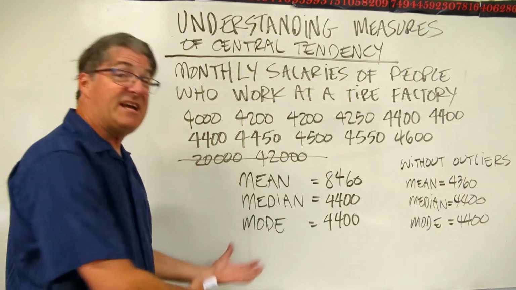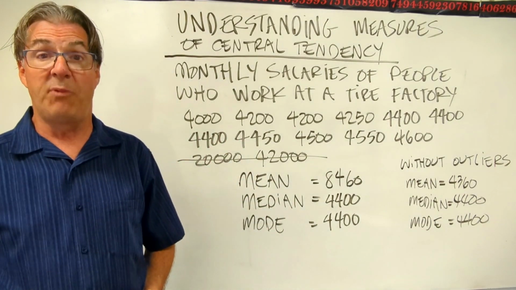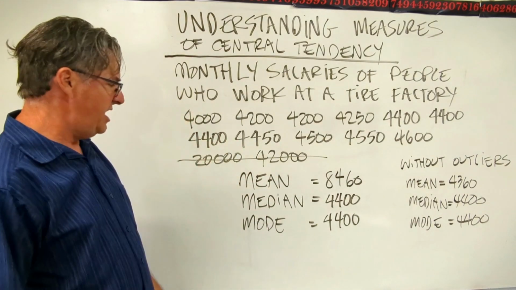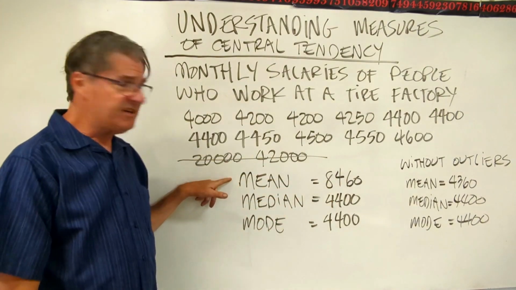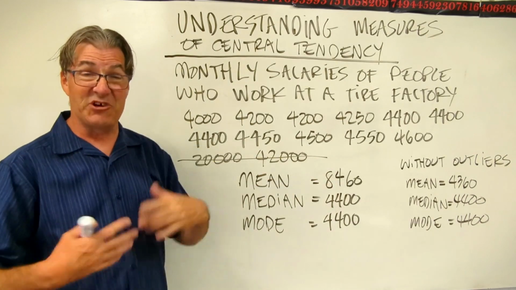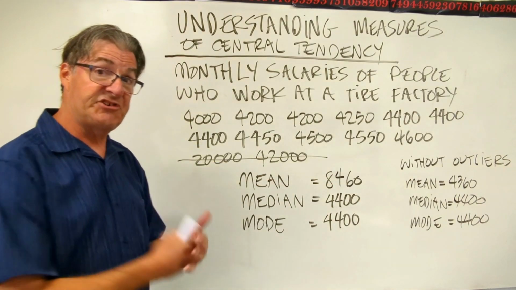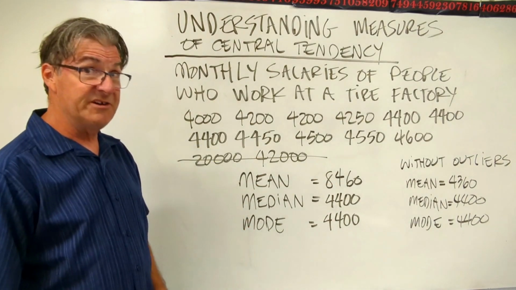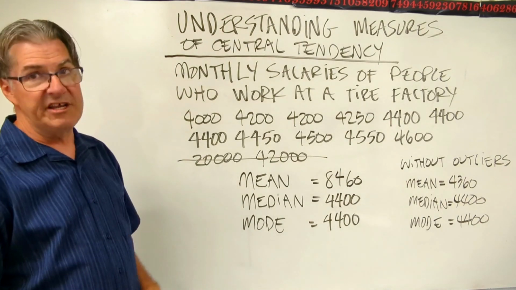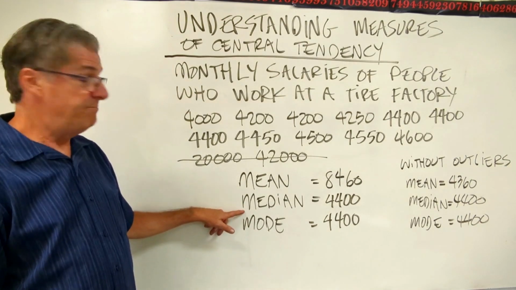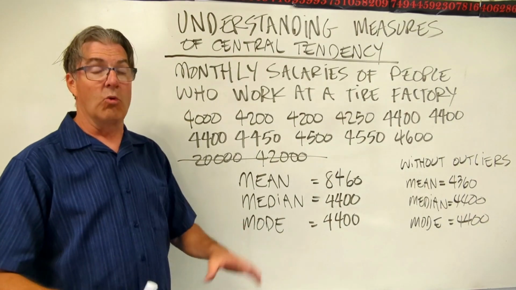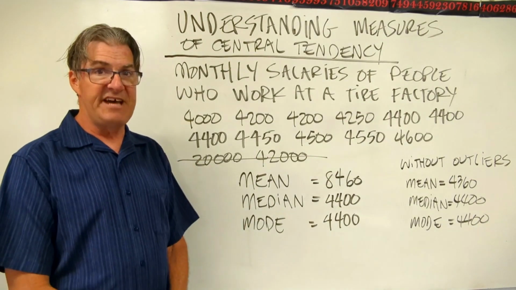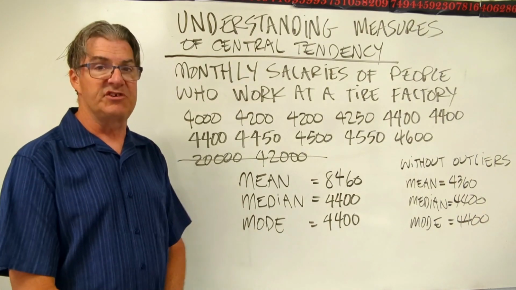Alternatively, somebody may come to you with a statistical report and they're going to make the case. They're going to say, hey, check this out, man. You can earn a lot of money. If the mean at that company is 8,460, that's a great place to go. But if you're the discerning mathematician and you understand statistics, then you're going to look at that and go, but check it out. The median and the mode are 4,400. So these two numbers are way more descriptive of the data set and of the salary situation at that tire factory.